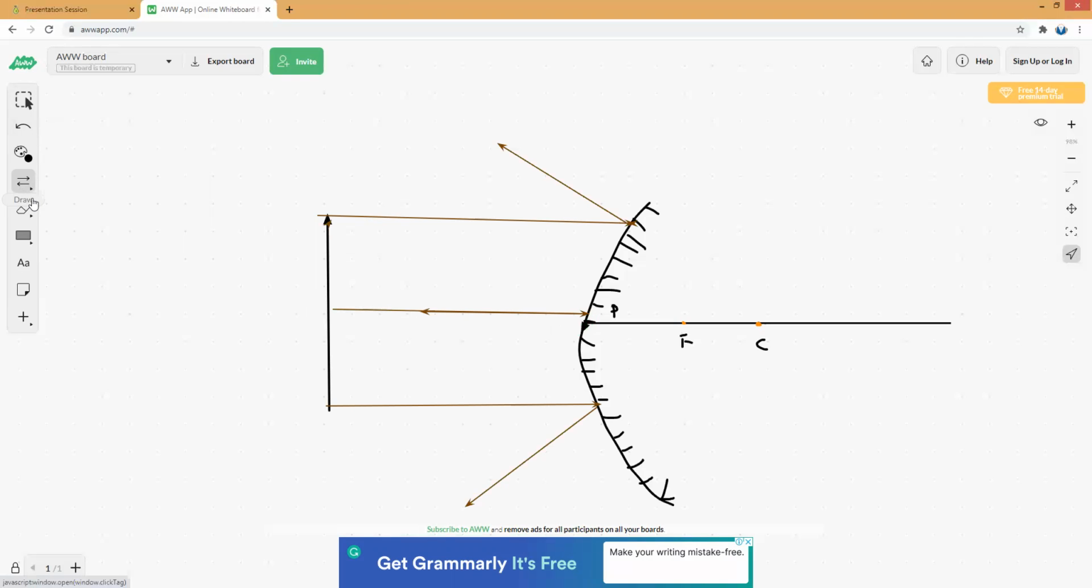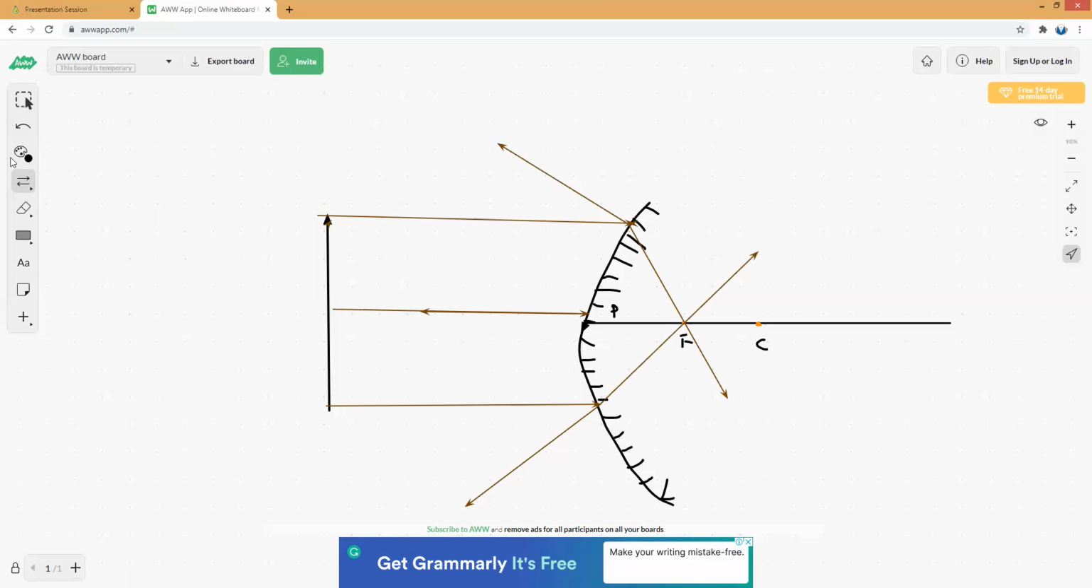So what you have to do is pull this back towards the focus, like this, and this ray over here, you pull this back over here. We can see that these two rays meet at the focus, and the image will be diminished, virtual and erect, right?